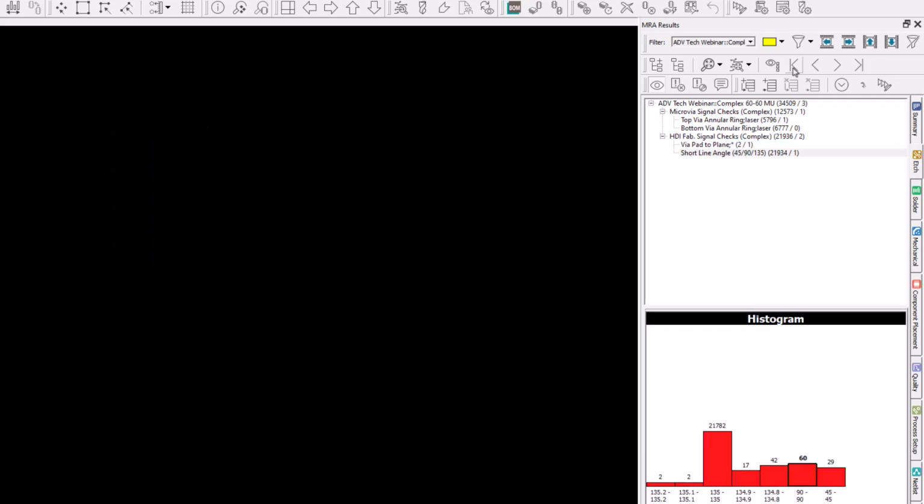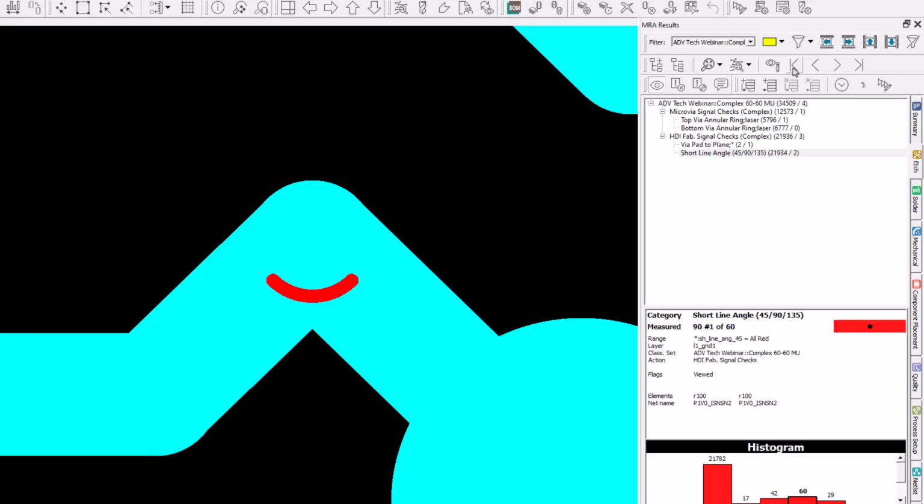Another HDI check looks at short line angles that are not multiples of 45 degrees. In this example, we have a line angle of 90 degrees. Having angles of 90 degrees can lead to etching issues such as acid traps. These angles can also affect impedance results as well as EMI signatures.